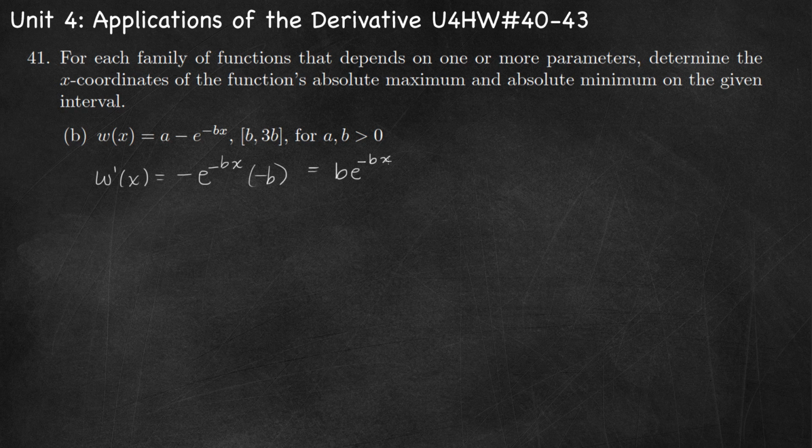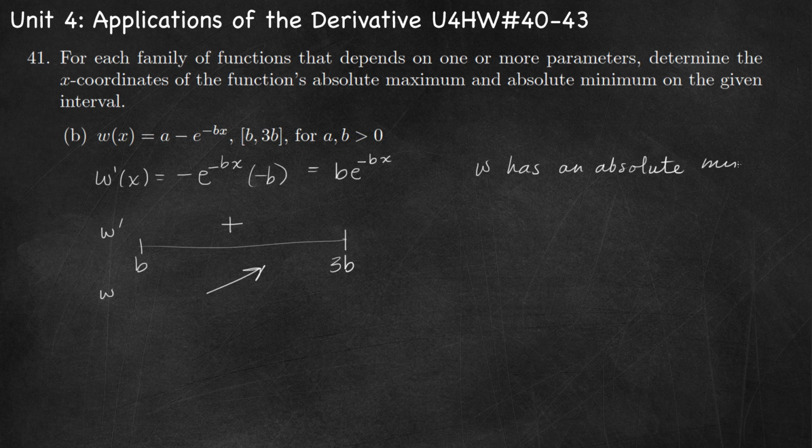B is a constant. So in terms of critical values, we want to know what value of x would make this whole thing 0. Well, there's no value of x that's going to make e to the negative bx 0. E to the negative bx is strictly positive, and b is positive. So this whole thing is always positive. So if we were to do a sign chart for w prime on our interval from b to 3b with no critical values in between, and knowing that the derivative is always positive, that tells us that w is always increasing. So the absolute minimum has to be the left endpoint, and the absolute maximum has to be the right endpoint.